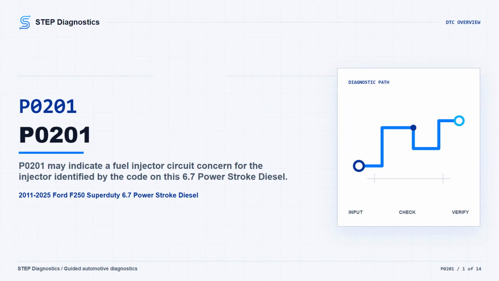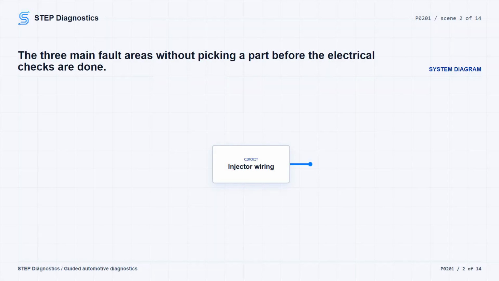On this 6.7 Power Stroke Super Duty, P0201 is handled as a fuel injector circuit fault for the injector identified by the code. The truck may run rough, misfire, have reduced power, or set a warning lamp, and the fault area can be the injector wiring, the injector itself, or possibly the PCM side of the circuit. Work this like an electrical diagnosis. Prove the injector, prove the two control circuits, then prove power supply and fuel condition before calling the part.